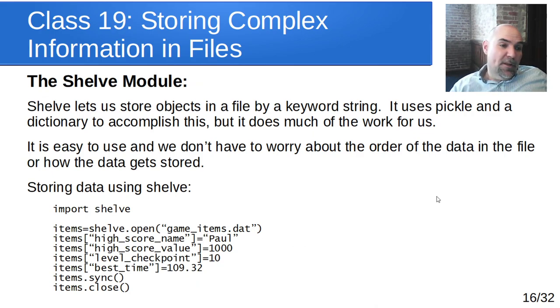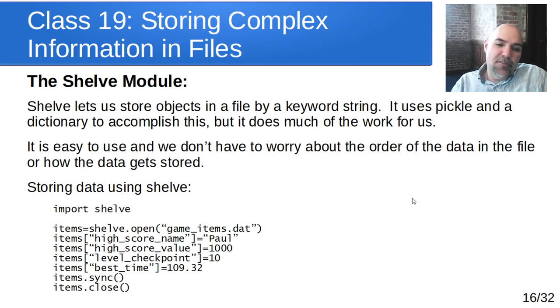Now, one of the things is, well, how do we get those pickled strings into a file? And you could do it yourself, but again, Python has made that easy for us. There's a module called the shelve module. And what shelve does is allows us to store objects in a file under the name of a keyword string. So it uses pickle and a dictionary to accomplish that, and it does the work for us. But it's really easy to use, so we don't have to worry about the order of the data in the file or how the data gets stored. Again, it just does it for us.